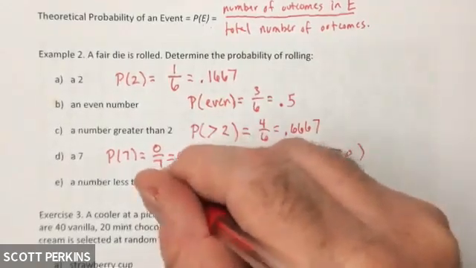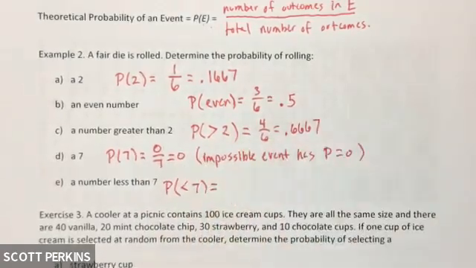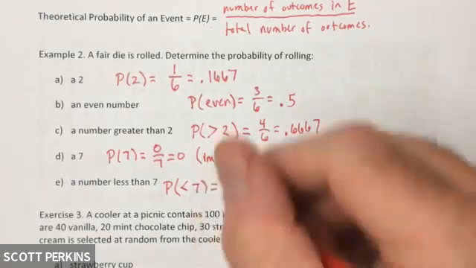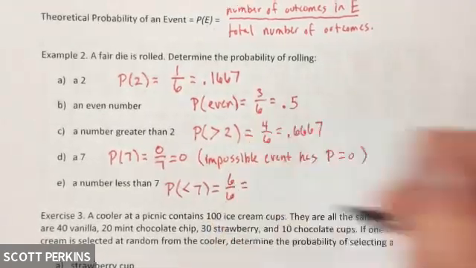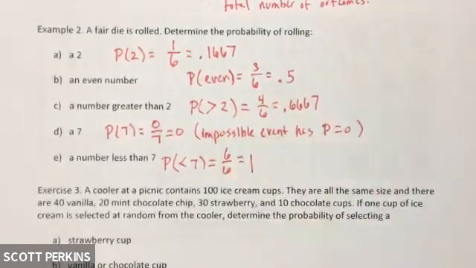Well, then the next one, similarly, a number less than 7. Well, on my list of outcomes that we made earlier, how many of the outcomes were less than 7? All 6 of them, right? So 6 out of the 6. Well, what's 6 divided by 6? 1. Okay, well, that's something that has to happen.